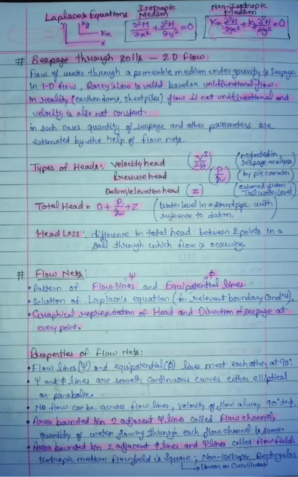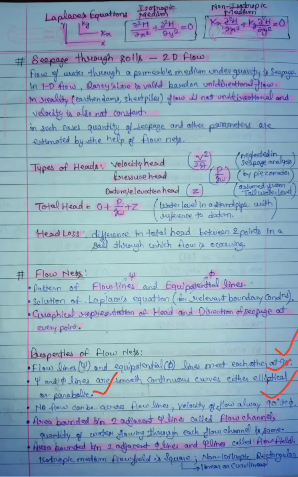Now there are certain properties related to flow nets. So let's see the properties one by one. Flow lines, that is psi lines, and equipotential lines, that is phi lines, meet each other at 90 degrees. Psi and phi lines are smooth continuous curves, either elliptical or parabolic. No flow can be across flow lines. Velocity of flow is always at 90 degrees to the equipotential line.